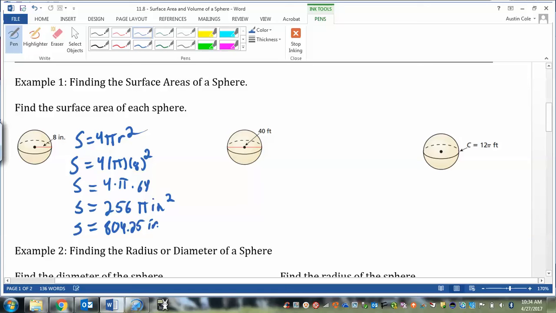804.25 inches squared. I think on the assignment it asks for both, not on the same question, but I think you have to type it in both ways. But we've done that before. You guys know how to do that.